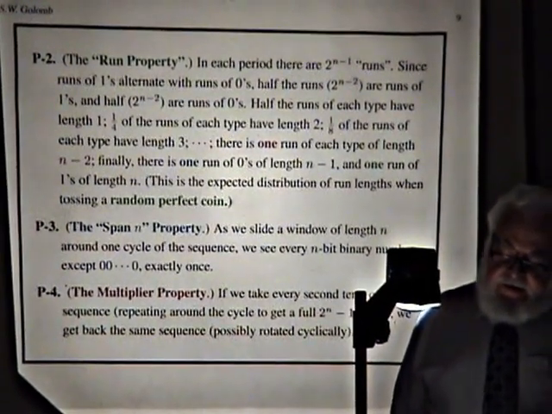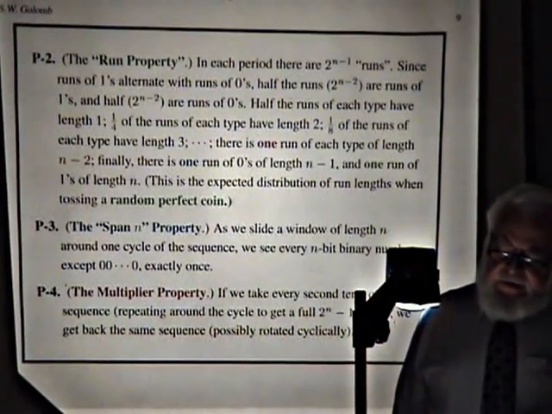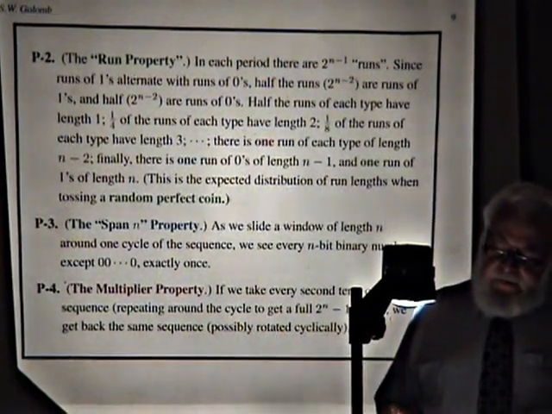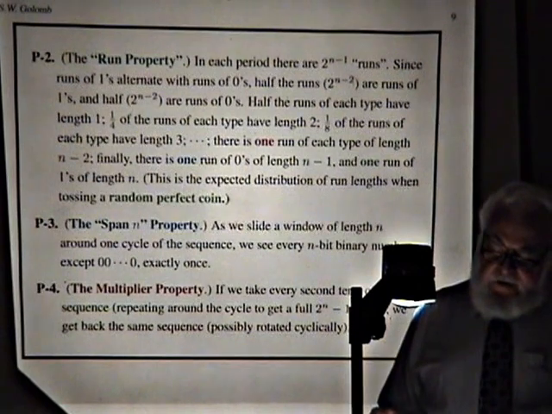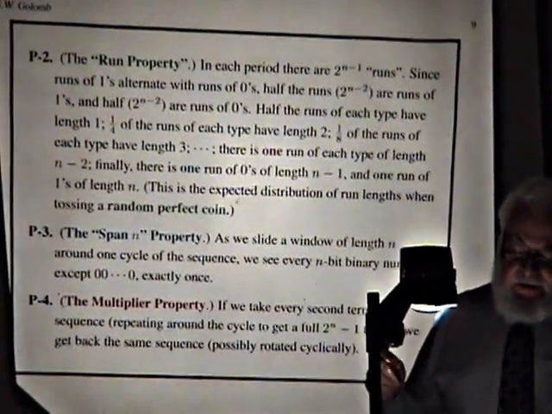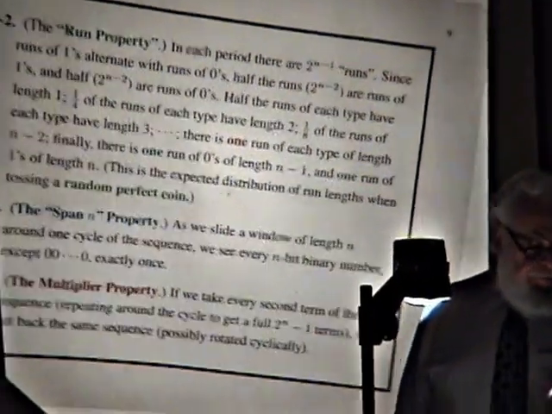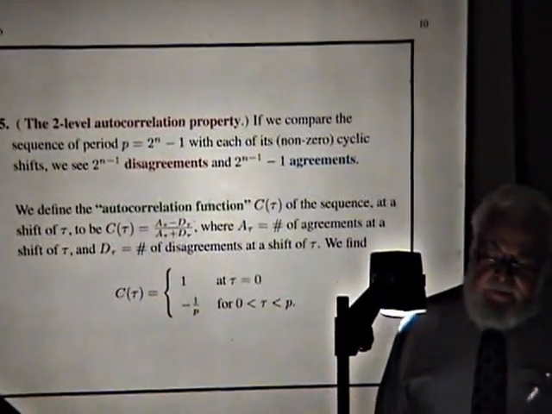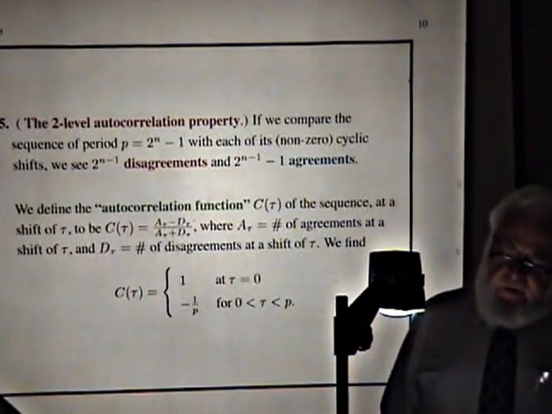It's also true that there is a natural starting point for the sequence, where if you start in that natural starting point and you take every second term, you get back exactly the sequence that you started with without any cyclic shift. So that's the multiplier property. And the stronger property that implies the multiplier property is the two-level autocorrelation property.